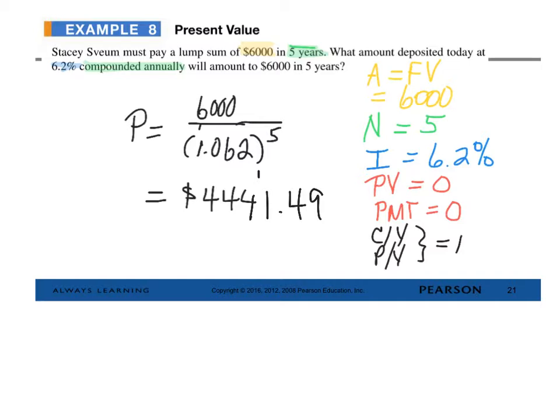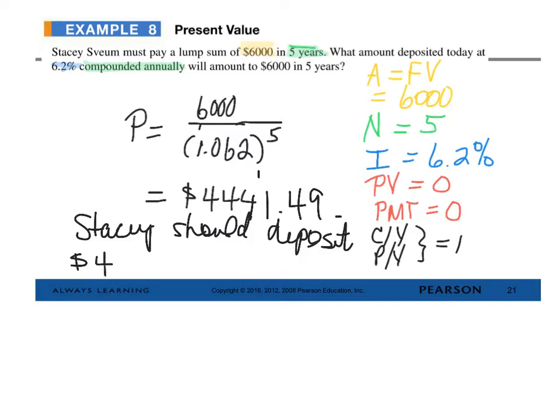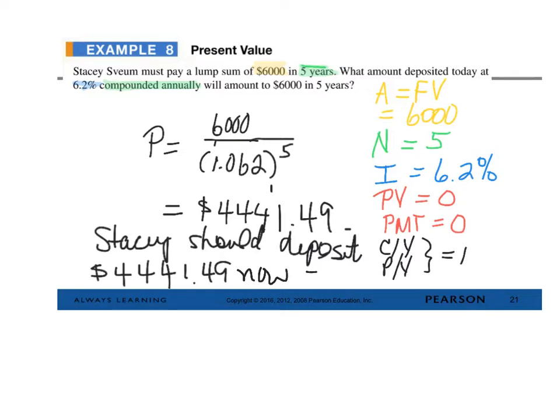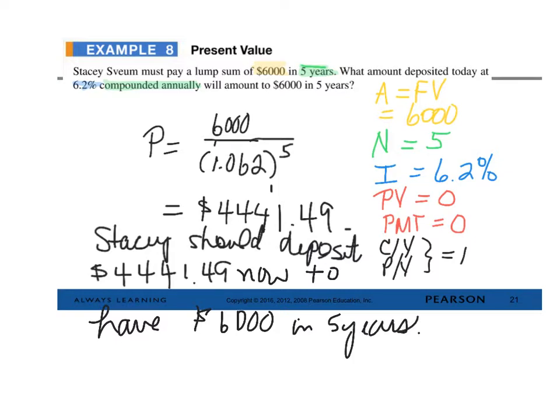So Tracy's need for a lump sum is $6,000. Tracy should deposit $4,441.49 now to have 6,000 in 5 years. And that concludes that problem.